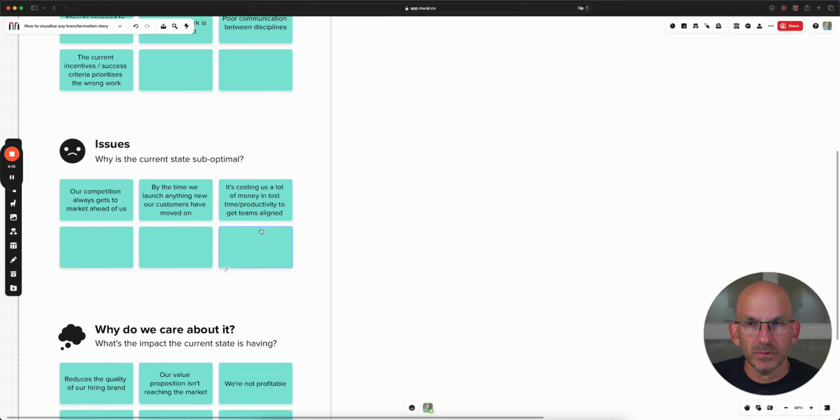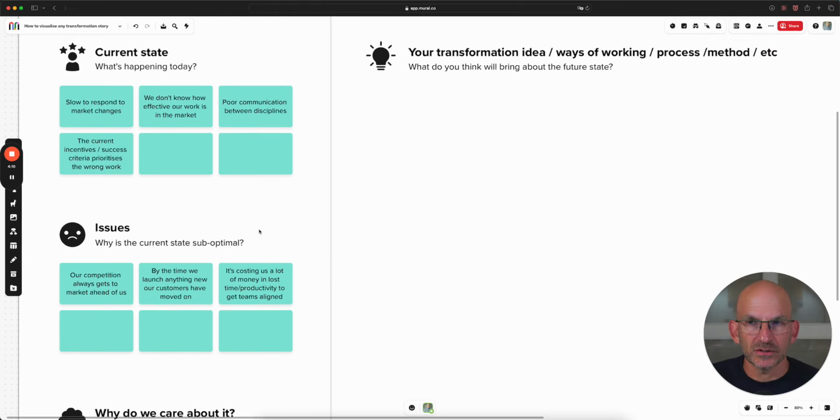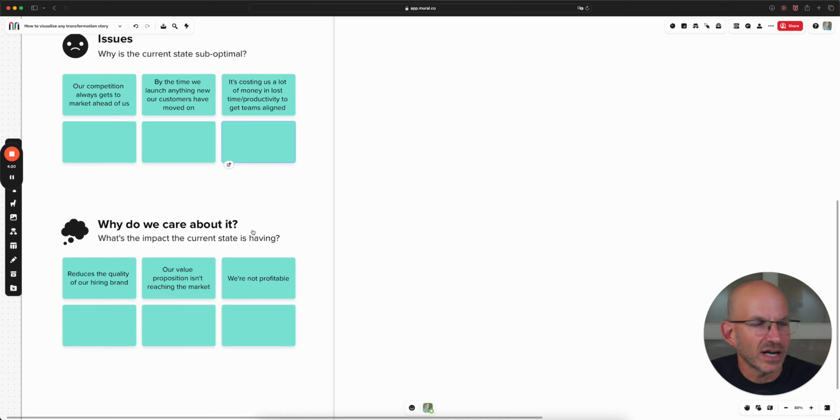And so as we start to paint a picture of the transformation we'd like to see happen, we want to talk about the current state of things. We want to talk about the issues that are caused by that, what's happening today, and then ultimately, why do we care about that? What's the negative impact to the organization that is really a problem, the thing we're trying to fix? So then we're going to go to the other side of the story.